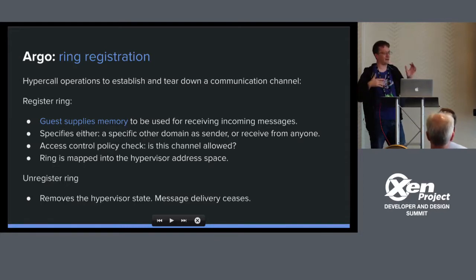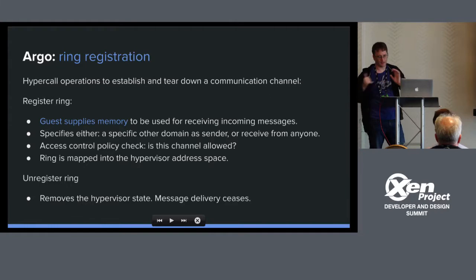This is where, if you want to start a service that can have other VMs connect to you, you register a ring of memory with the hypervisor, with this hypercall op, and you specify either I want to receive messages from this other particular domain, or you can say I'm willing to receive messages from anyone. When you make this hypercall operation, XSM is checked to make sure that you're allowed to register a ring, or you're allowed to register an AnySender ring.